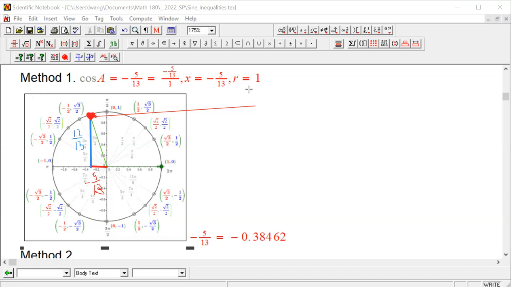Yes, that point is, okay, the red number is 5 over 13, negative 5 over 13. The blue number is 12 over 13. Forgive my ugly writing here, but I think I made the point.